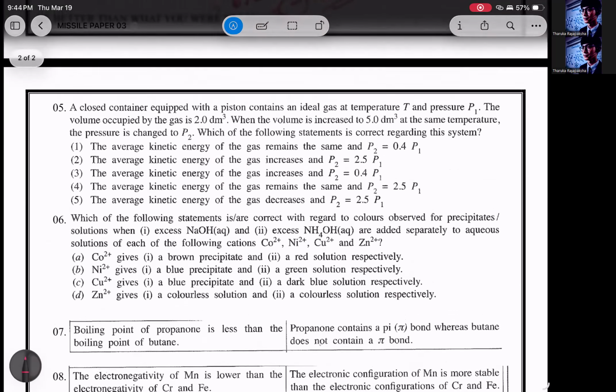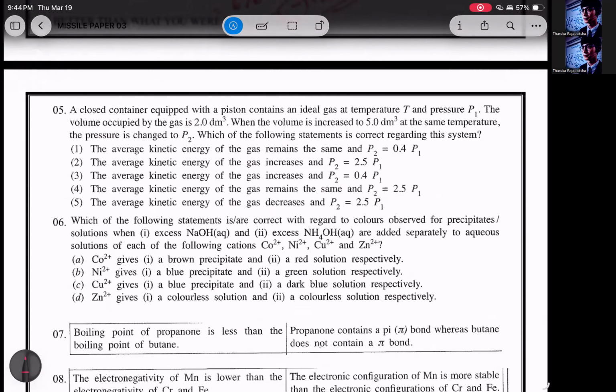So yeah. Fifth one. A closed container equipped with a piston contains an ideal gas at temperature T and pressure P1. The volume occupied by the gas is 2 cubic decimeters. When the volume is increased to 5 cubic decimeters at the same temperature, which of the following statements is correct?